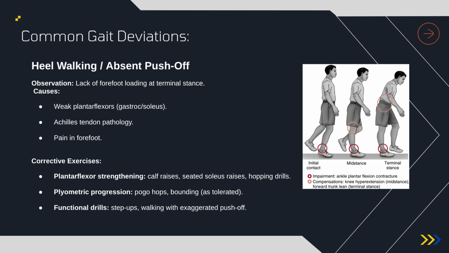Corrective interventions: progressive calf strengthening, such as calf raises, seated soleus raises, plyometrics when it's appropriate, such as pogo hops and bounding as tolerated, and functional drills, really working on push-off. No push-off means the hip has to work overtime.